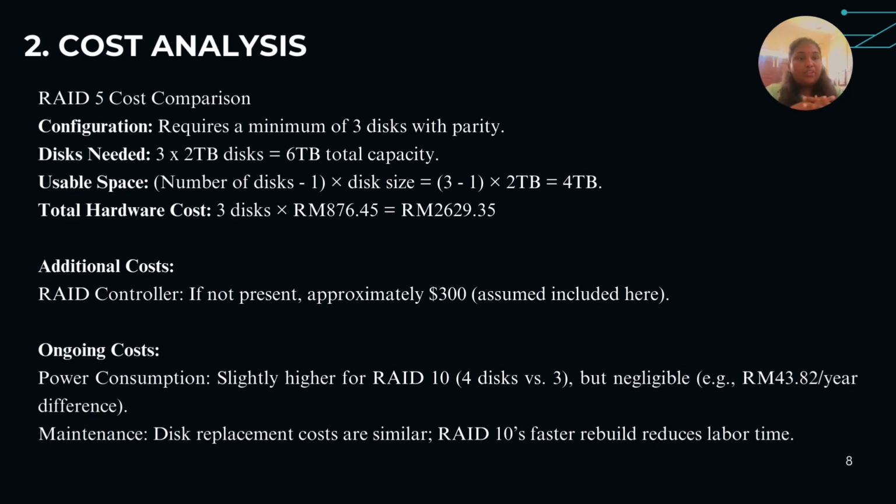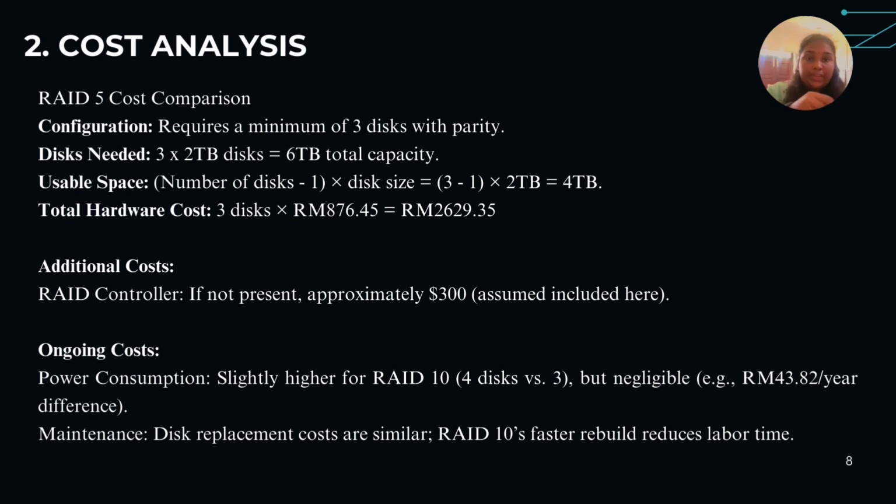So it depends on how many disks you need, and it will cut cost according to that. For example, if you take 3 disks or 4 disks, in this example we take 3 disks for comparison. So the number of disks needed is 3, minus 1, times the disk size, which is 2 TB. When we calculate, 3 minus 1 times 2 TB equals 4 TB, and that's the usable space. That's how we found the usable space.